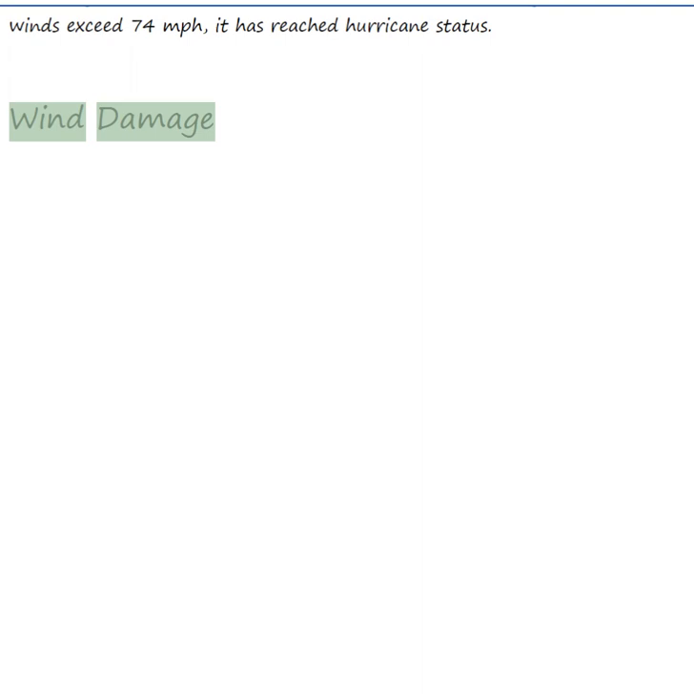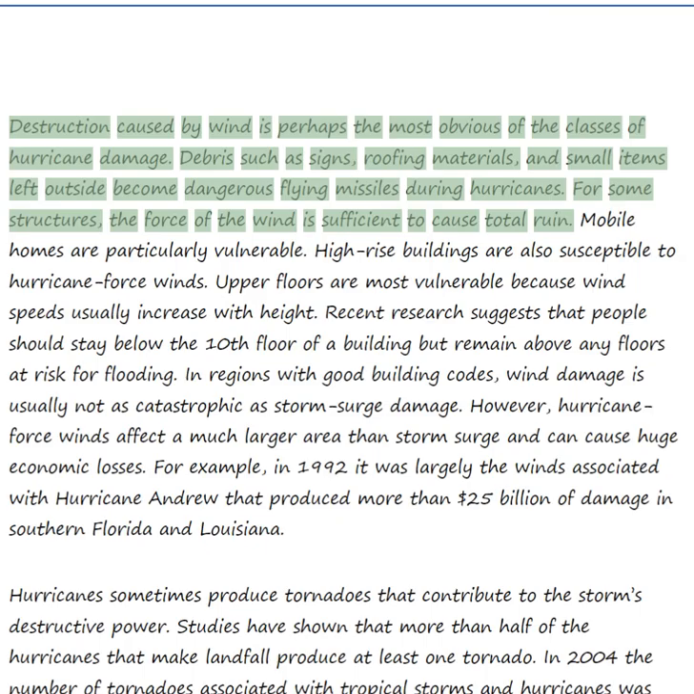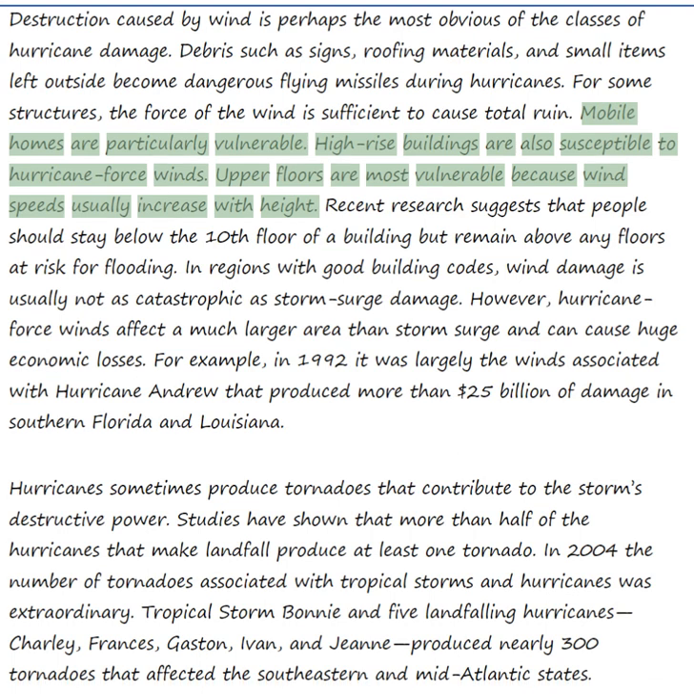Wind damage. Destruction caused by wind is perhaps the most obvious of the classes of hurricane damage. Debris such as signs, roofing materials, and small items left outside become dangerous flying missiles during hurricanes. For some structures, the force of the wind is sufficient to cause total ruin. Mobile homes are particularly vulnerable.